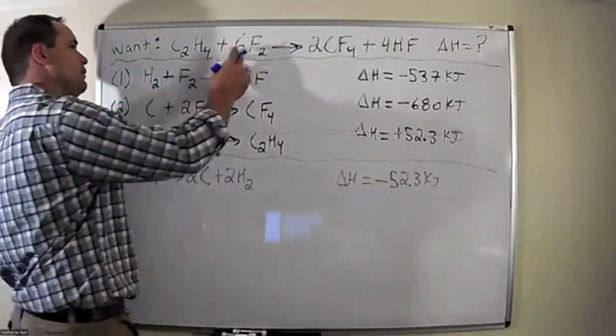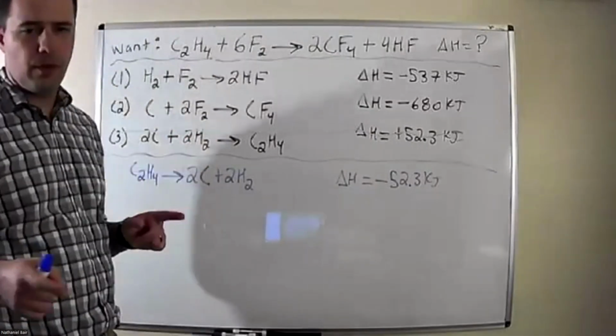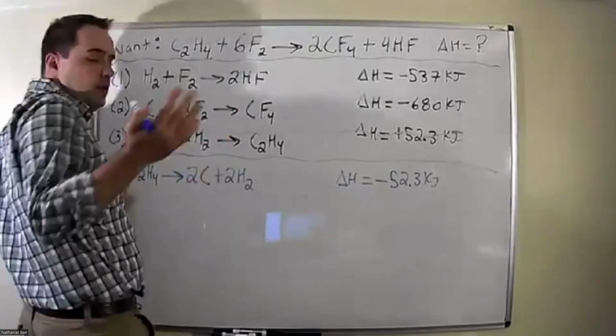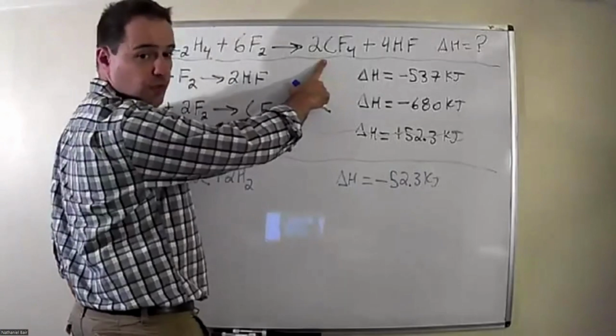And now I need 6 F2s. But here's the thing: F2 is in more than one reaction. So you know what we do? Skip it. Do you see how it's in multiple reactions? We skip it, and we do the 2 CF4s next.